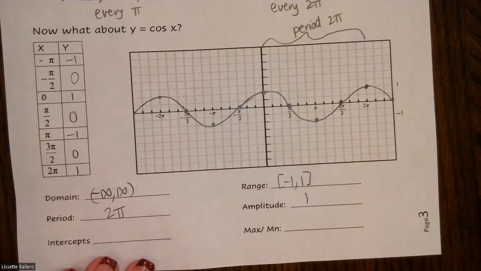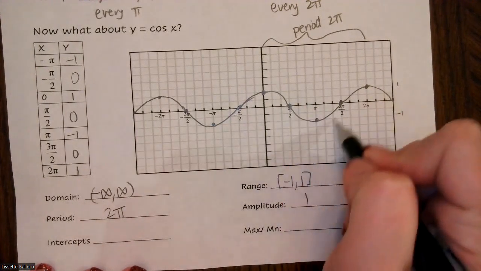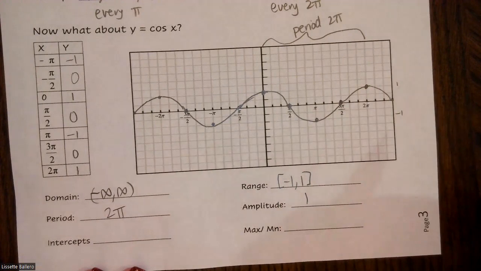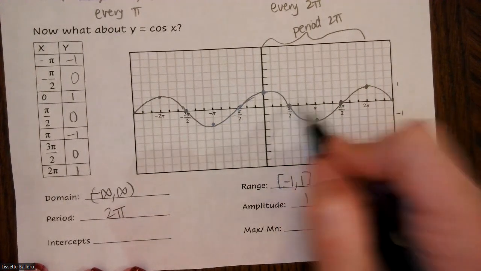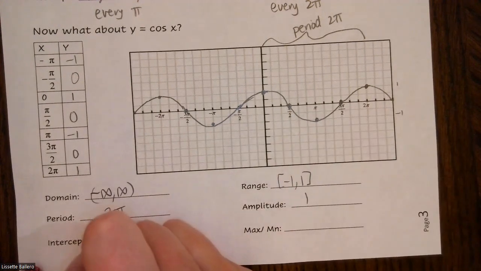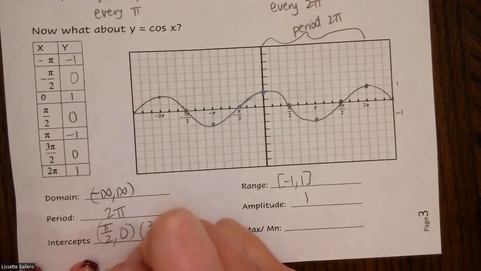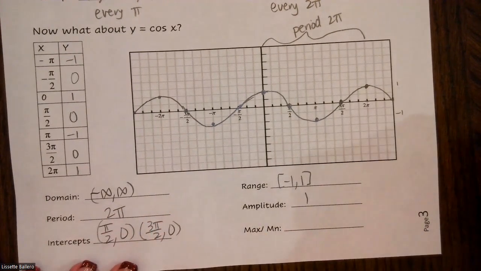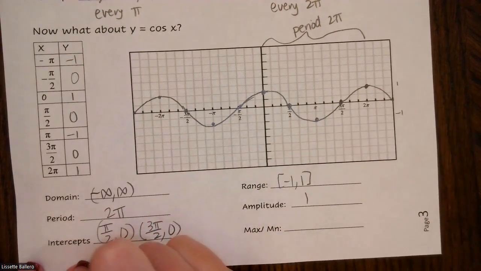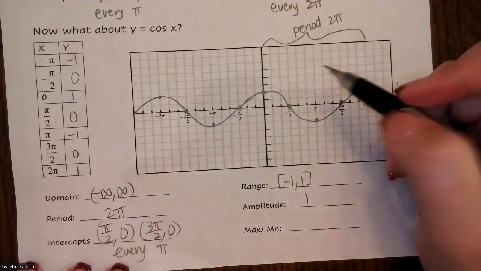That's our amplitude. Our intercepts, we've got our first one here at pi over 2, and then our second one at 3 pi over 2. And again, every single pi after that, just like the sine curve did. So we've got pi over 2, 0, and 3 pi over 2, 0. And again, every pi.